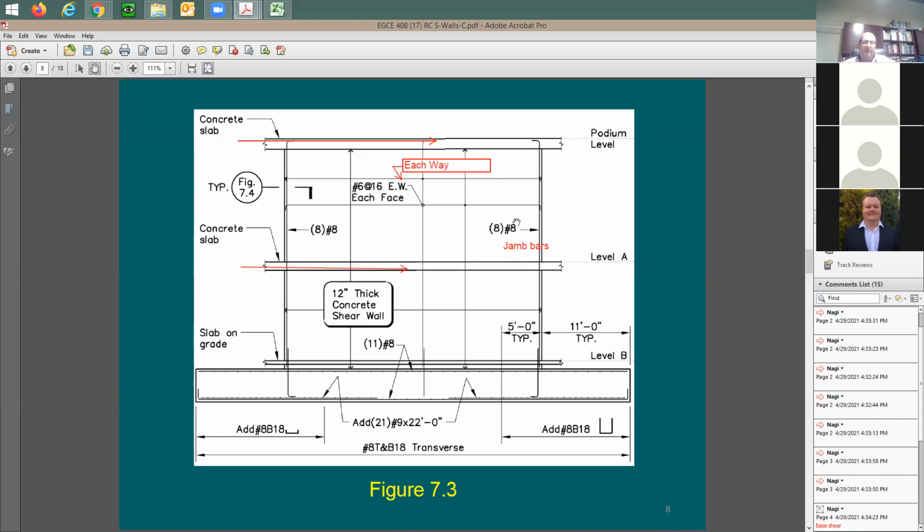So someone's going to say, how about this number 8? Why would you put compression rebars to be the same as the tension rebars? You say, no. This is also going to be tension rebars because the earthquake, you cannot control the direction. The earthquake also can be coming in this direction. So the earthquake coming this way, this is going to be the tension rebars, this is going to be the compression rebars.